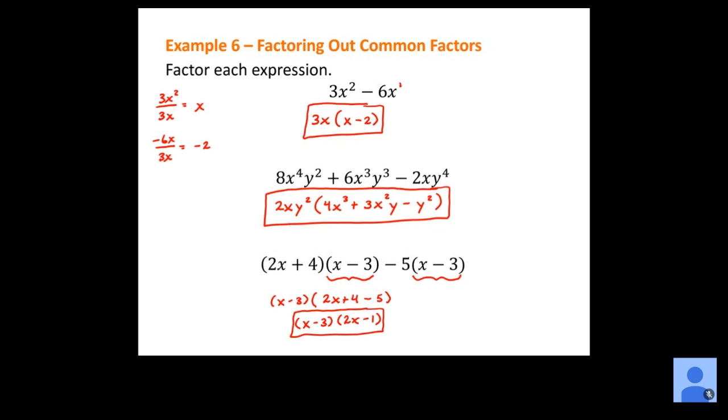So just understand that anytime you have anything that's the same within a product, it is a common factor and it can be factored out. So even though this is x minus 3, it's a binomial, because it's the same in both terms, we can actually bring that to the front now.